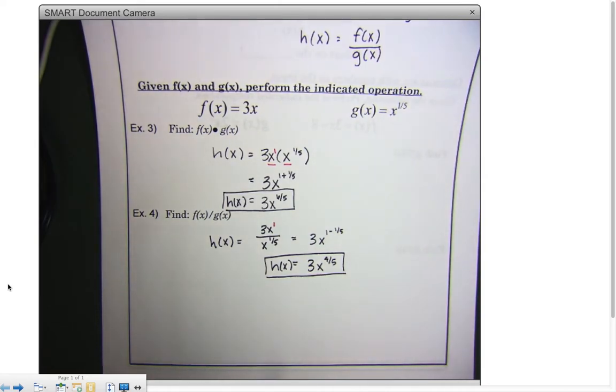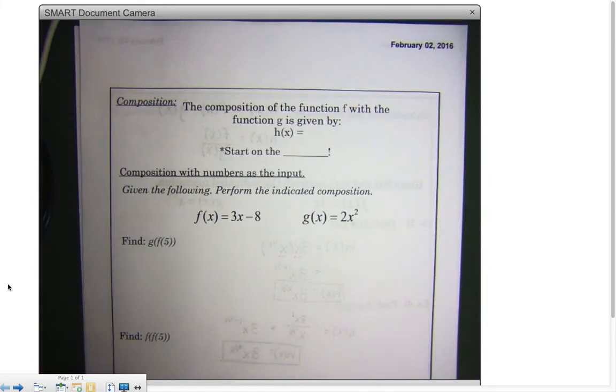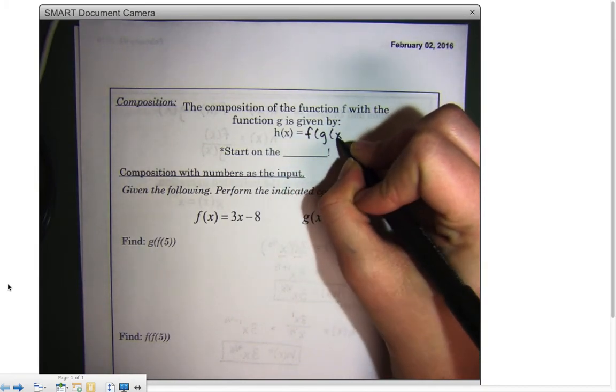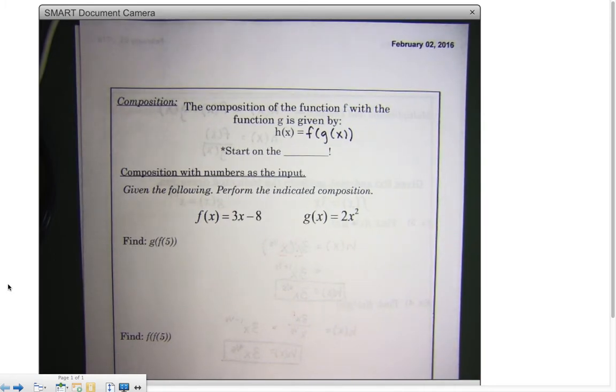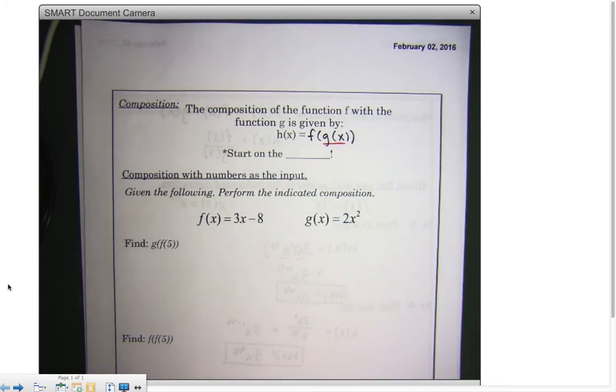So whatever your two functions are, you can multiply them to get a new function or divide them to get a new function. The code word for today's video is composition, because that is what we're going to do next. We say that the composition of a function f with the function g is given by, again, h of x, because we have a new function, f of g of x. What we have is g of x is the input into f of x.